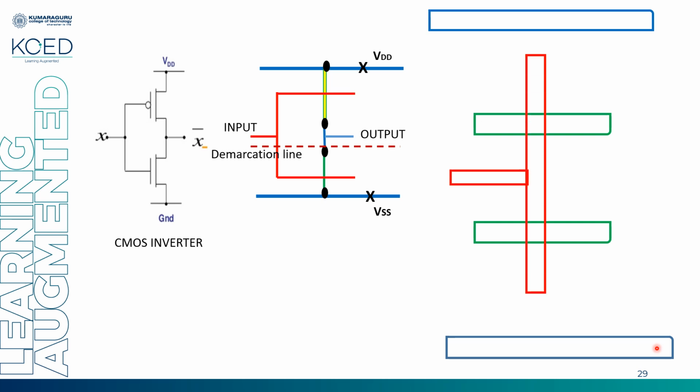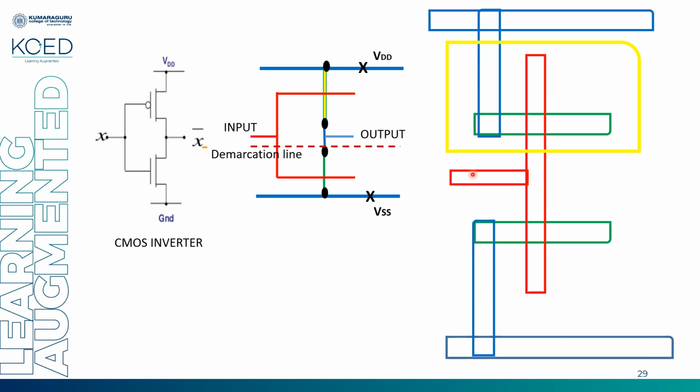Now crossing poly with diffusion, two transistors. For the PMOS, the P plus mask is drawn. Now connect the source of PMOS to VDD, the source of NMOS to VSS, and both the drains to output.